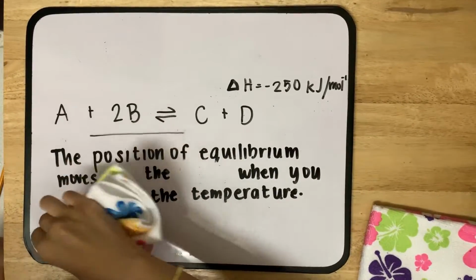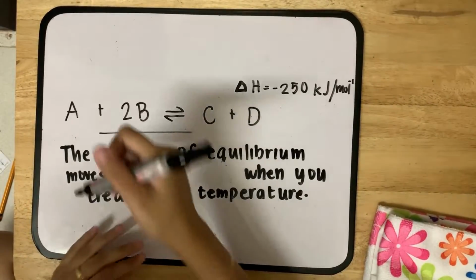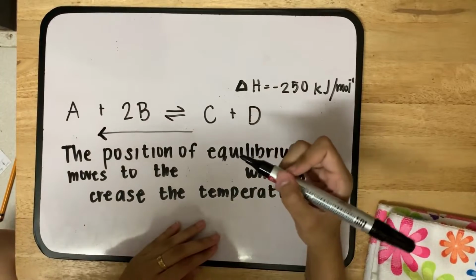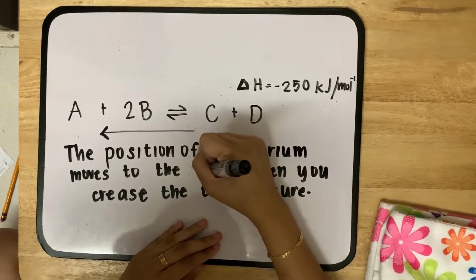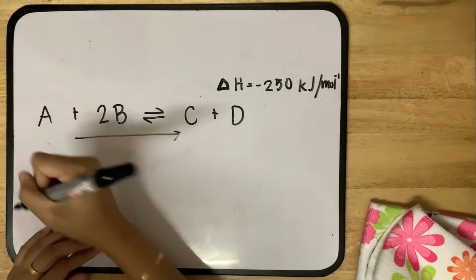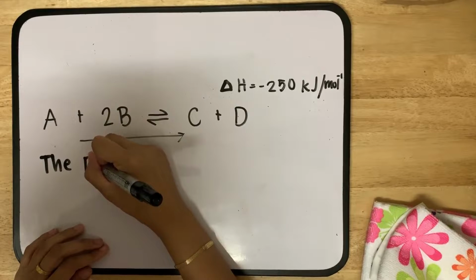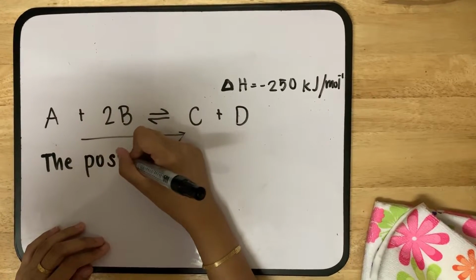If you were aiming to make as much C and D as possible, increasing the temperature on a reversible reaction where the forward reaction is exothermic isn't a good idea. What would happen if you change the conditions by decreasing the temperature? The equilibrium will move in such a way that the temperature increases again.